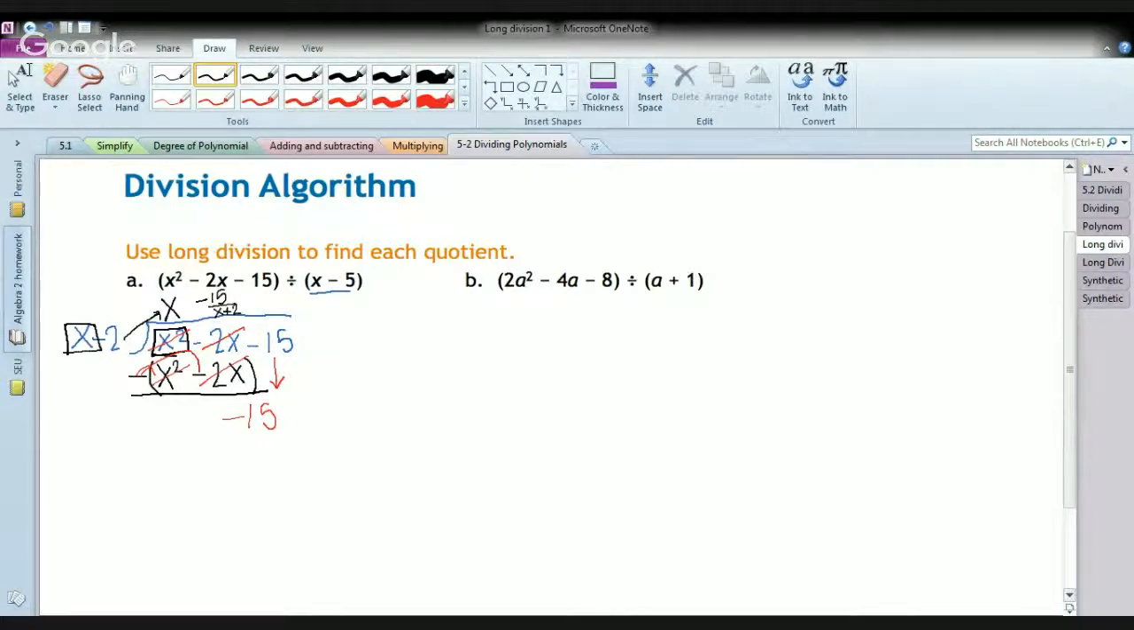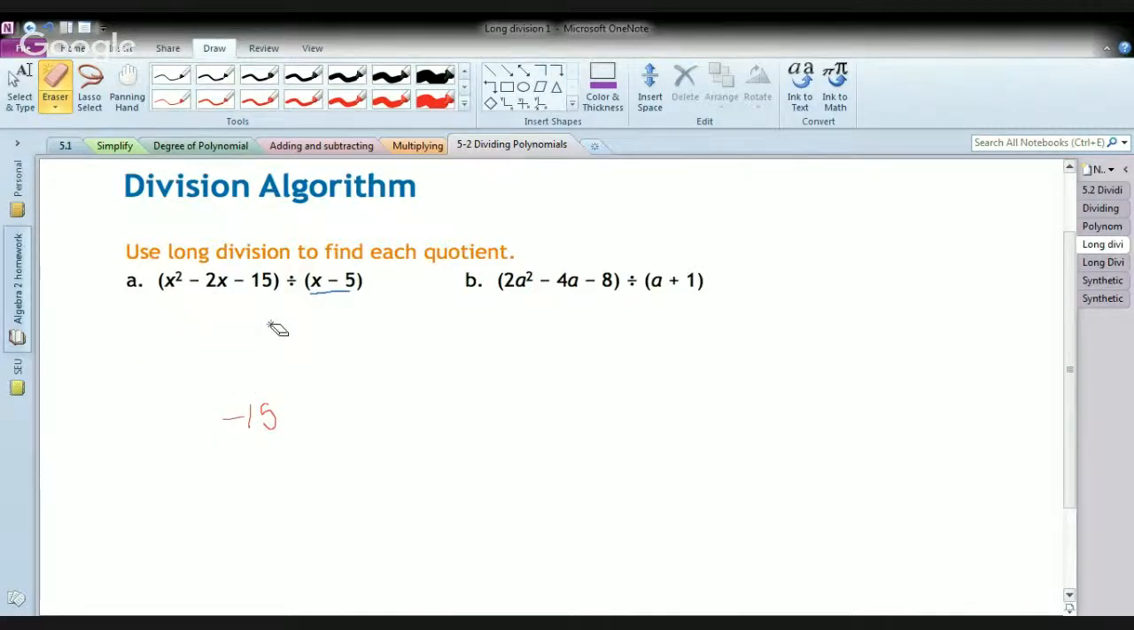Or that was actually what we divided by. I made a mistake. I wrote this problem wrong. Let me erase this and start over. There we go. Okay, let me write this over. So we're starting with our long division. Here's my long division symbol.